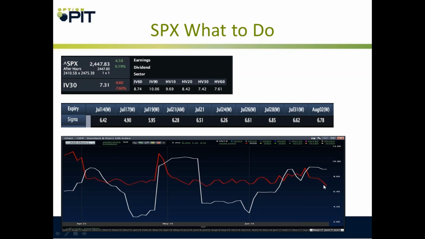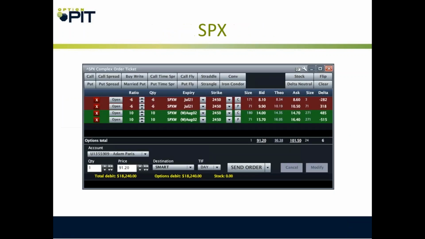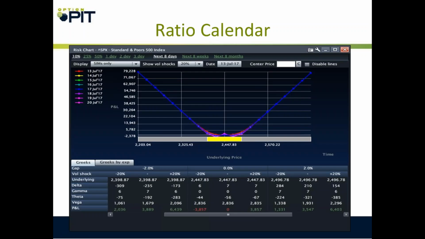So I'm going to give you two ideas, both of which I kind of like, and then I'll tell you what I threw on. So this is a ratio calendar. And you could do this in SPY as well. So imagine selling 6 of the regular Julys against buying 10 of the AUG 2s. All right, this is a ratio calendar. So you end up with a position that pays almost nothing. Right, I've got 10 S&P contracts and I'm paying 56 bucks a day. And if we move, I make money.